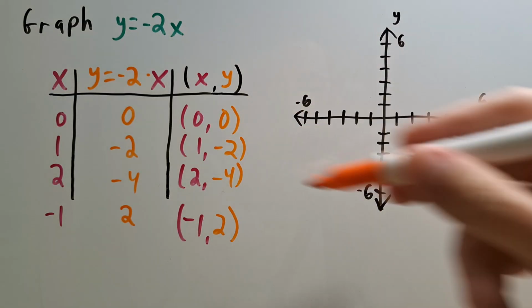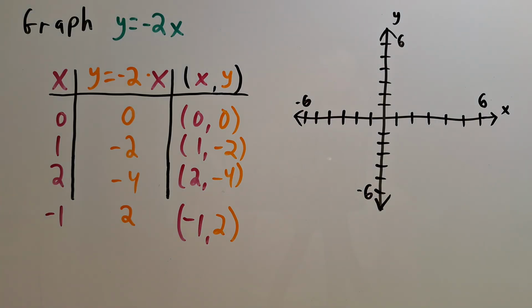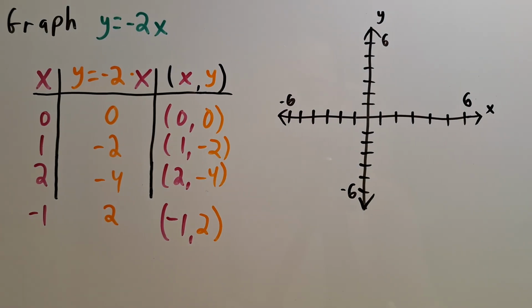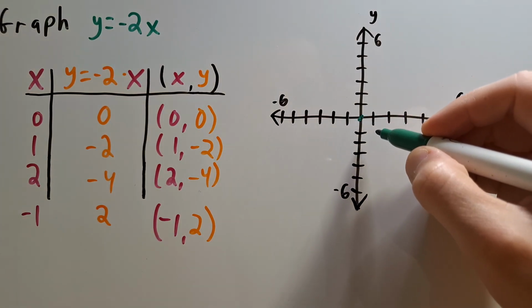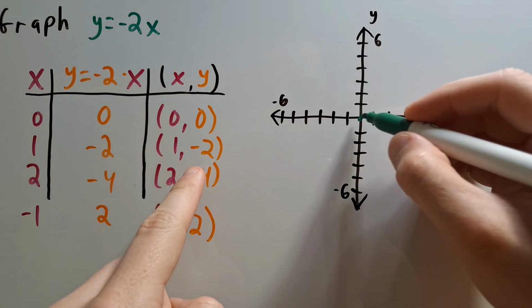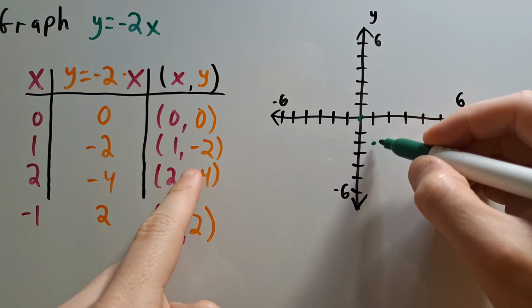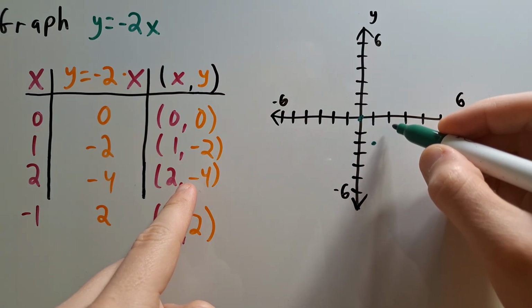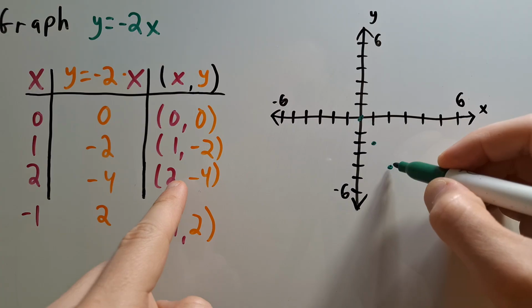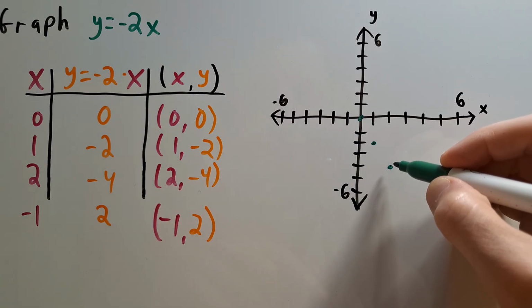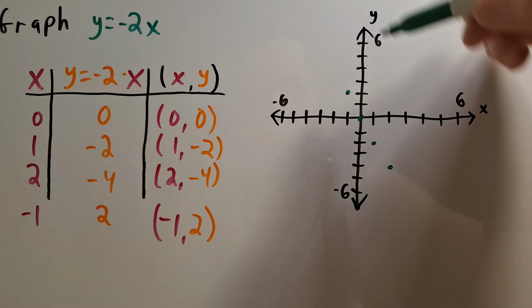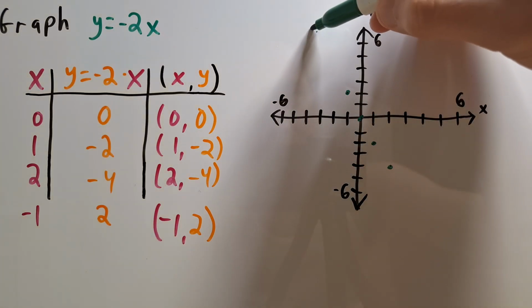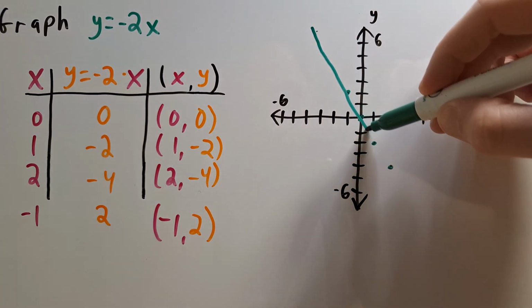So now what we do is plot these 4 points, which I'll do with green here. So we have the origin. We have 1, negative 2. We have 2, negative 4. And we have negative 1, positive 2. And we have ourselves a line that goes through the origin.